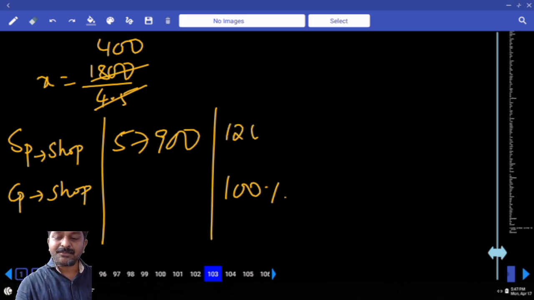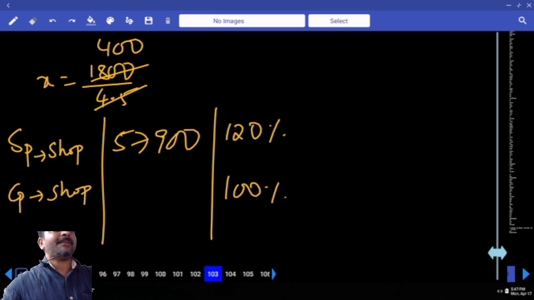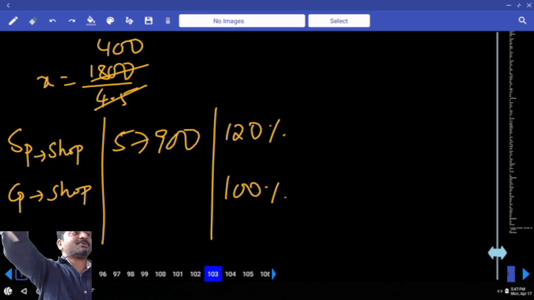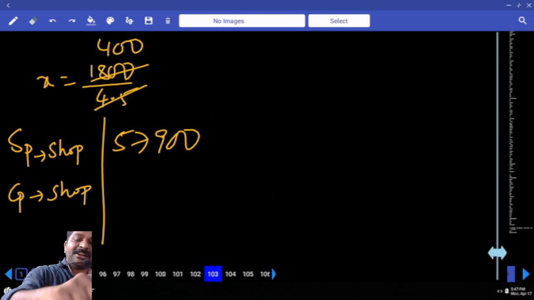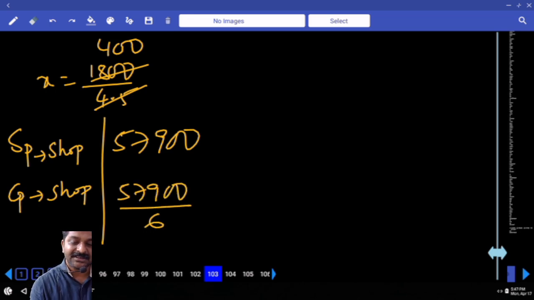Then selling price becomes 120% only, because on each item he is getting 20% profit. So overall, all items together, he will also get 120%. Can I say both are in the ratio 5:6? Cost price to selling price. Yes. So the selling price you already know, which is 57,900. In terms of number of parts, that is 6 parts. One part is equal to 57,900 divided by 6. Cost price is into 5.